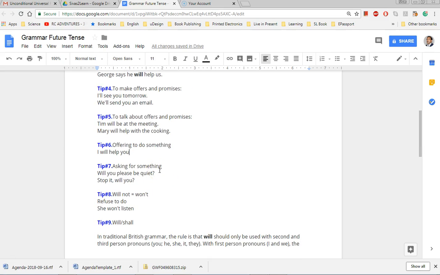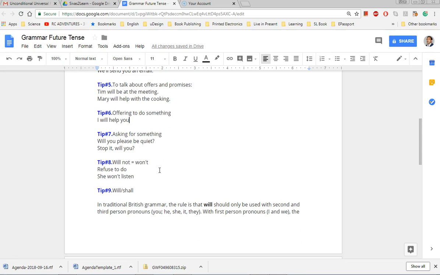You also use will if you are asking for something. Will you please be quiet? Stop it, will you? Will you come? Something like that. Okay. The negative formation of will is "will not". They write it as the short form "won't". This means refuse to do something. She won't listen, right? She won't. That means refuse to do some action.